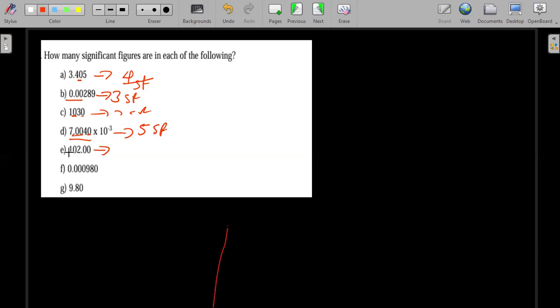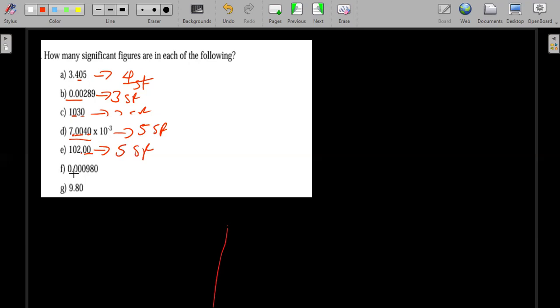Part E, how many significant figures? Yeah, so we have a point here. These are trailing zeros, but we have a decimal point. So they are going to be significant in that case. Okay, so we have 5 significant figures.